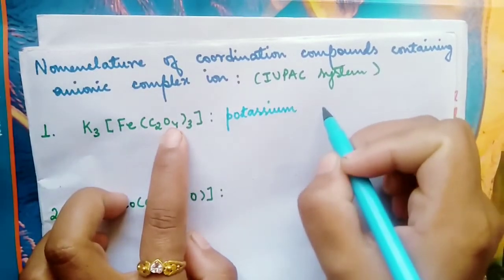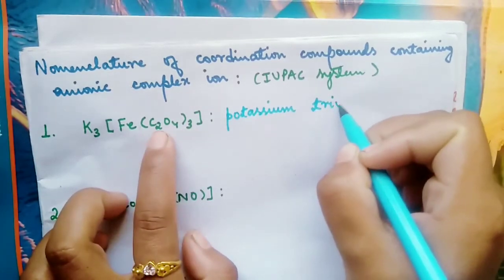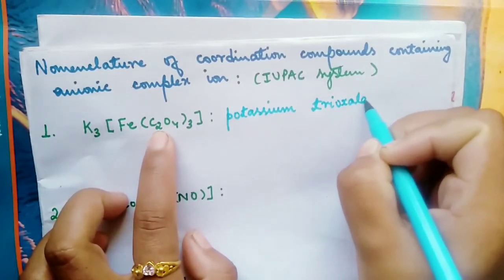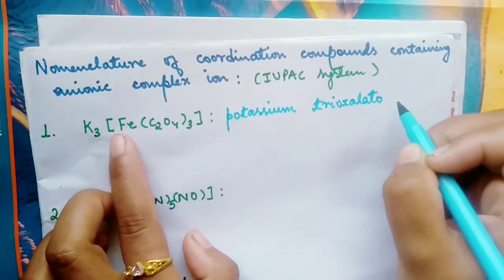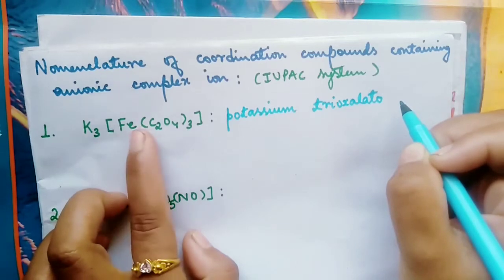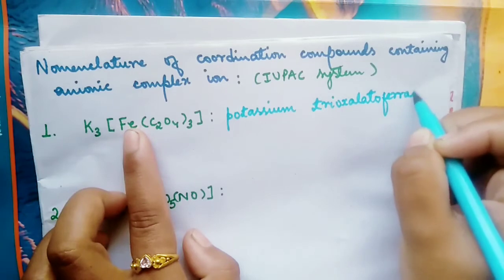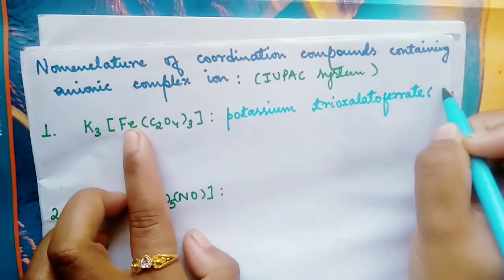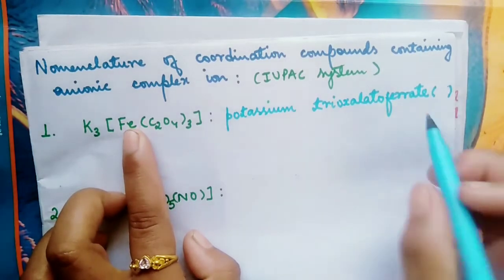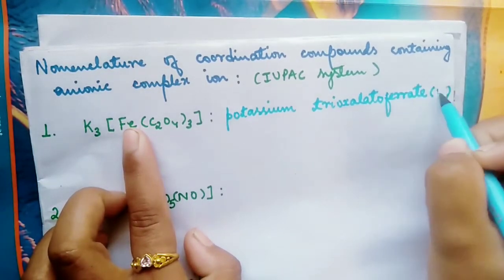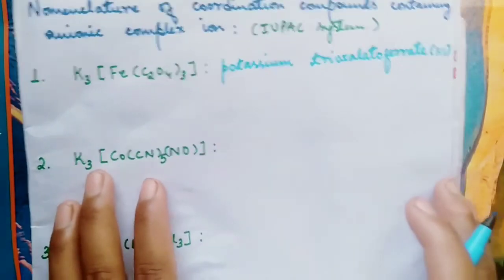Then consider the ligand. There are three, so what is the name of this one? Oxalato, and for the central metal atom, you have to end it in ATE. Instead of saying ferro, you have to say ferrate, and then with the oxidation state in Roman numeral. The oxidation state of this one is 3. Okay, so let's come to the second one.